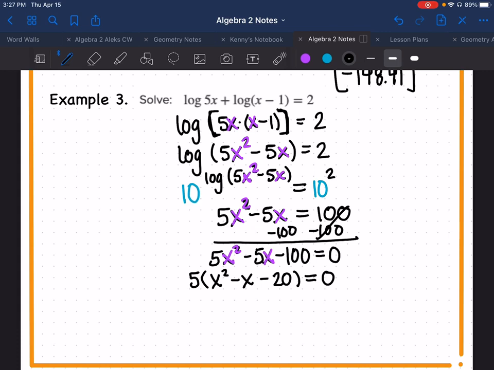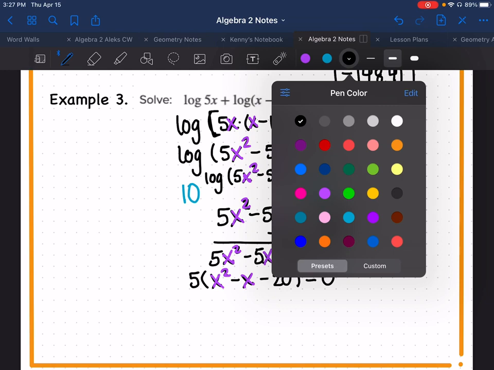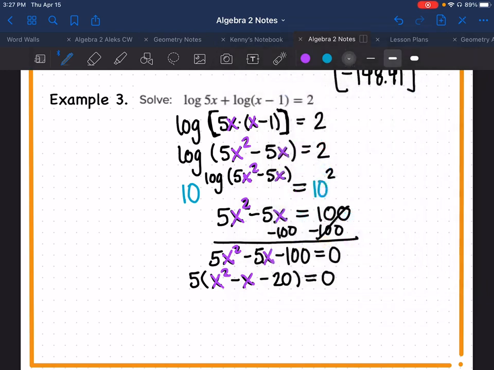Let me make sure I have all my minuses correct. Okay, I'm good. All right, now the 5 I can simply ignore because of course 5 is never going to equal 0. So I'm going to take the stuff inside the parentheses, the x squared minus x minus 20, and I'm going to factor it. So I'm going to come over here, let me change my color a little bit, and I'm going to factor x squared minus x minus 20. I have to do this to solve.